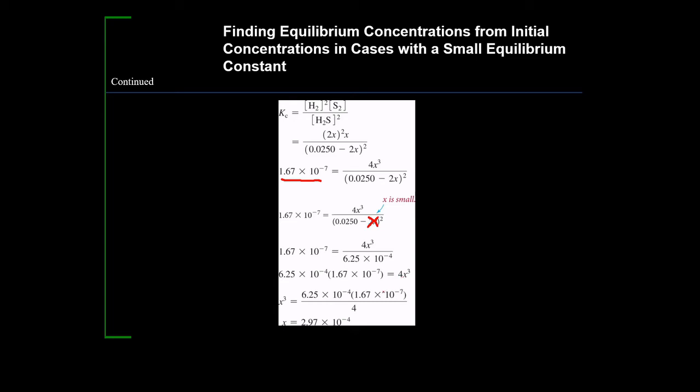And then they do that math and take the cubed root. By the way, if you don't remember how to take a cubed root, raise whatever it is that you're taking the cubed root of to the 1/3. That is the cubed root. And they get 2.97 times 10 to the negative 4 as their value for x.